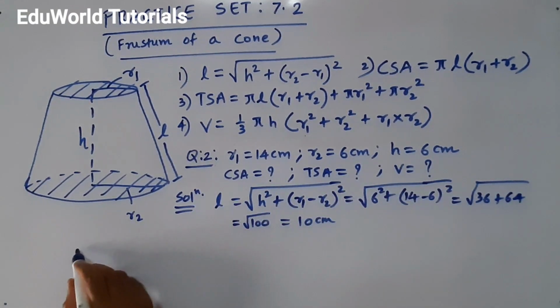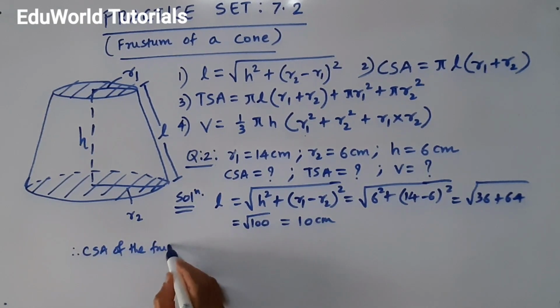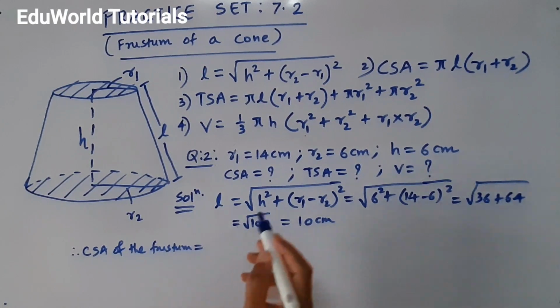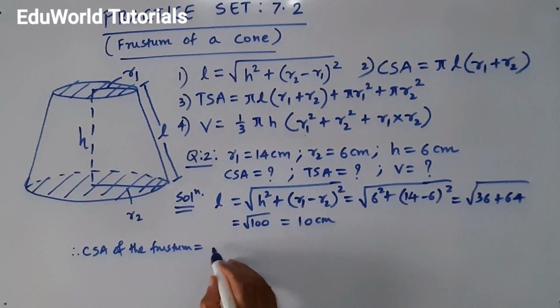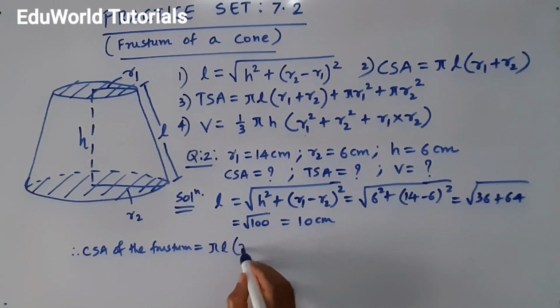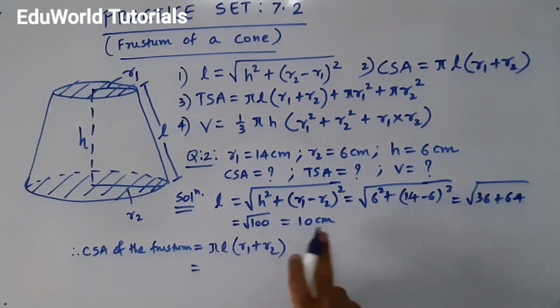So now CSA. Therefore CSA of the frustum. What is the formula? You have to remember the formula. CSA is pi L multiplied by the sum of the radii. Pi L into R1 plus R2. So if I put 22 by 7 for pi, will it help us? No, because 7 cannot cancel with this 10.